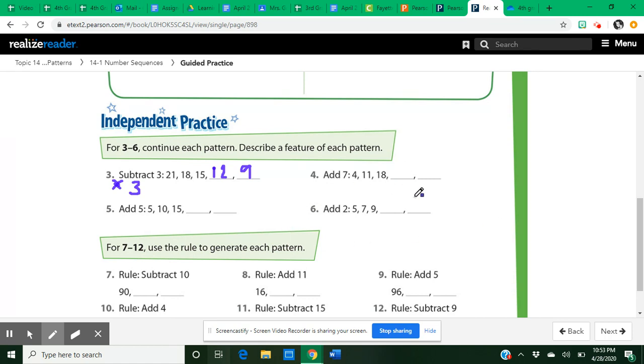The last one I'm going to do with you is number 4, and that is an add rule. So add 7. 4 plus 7 gives us 11. 11 plus 7 gives us 18. 18 plus 7 would make 25. That's a fact I knew quickly because I know that 18 plus 2 is 20, plus 5 more would be 25. And I'm going to use that same knowledge to figure out the next one because I know 25 plus 5 is 30, plus 2 more would be 32.